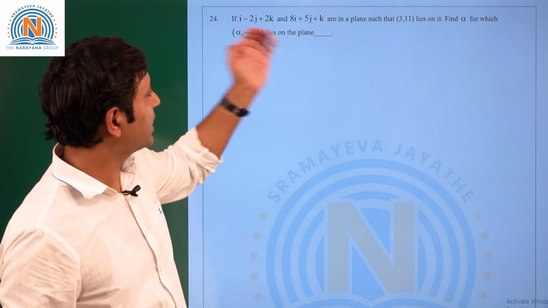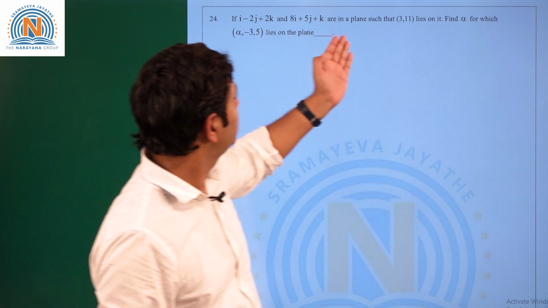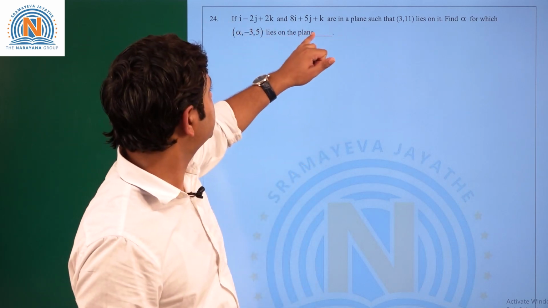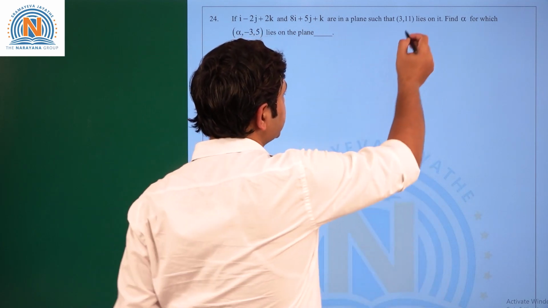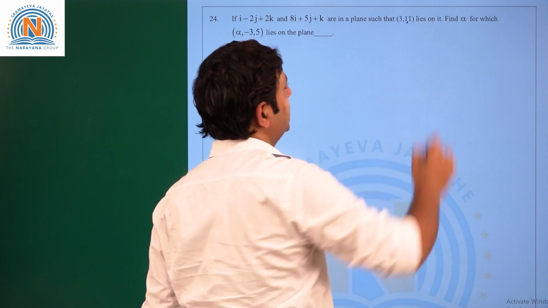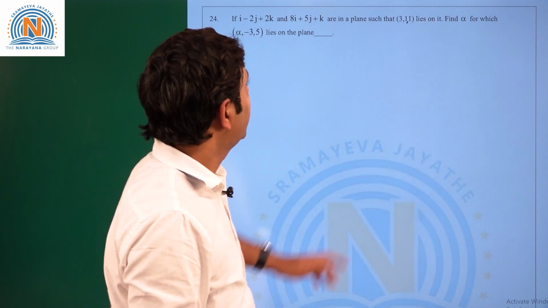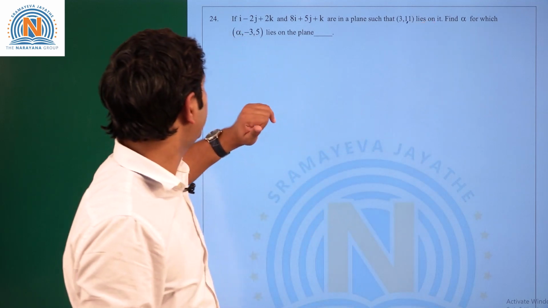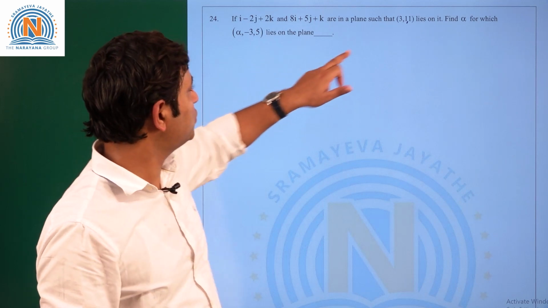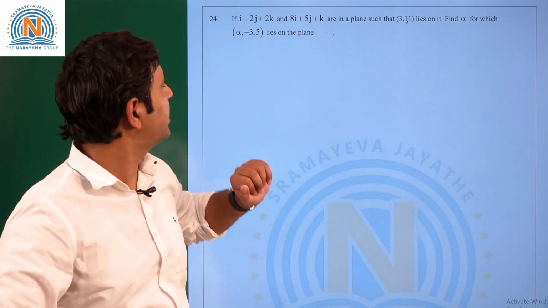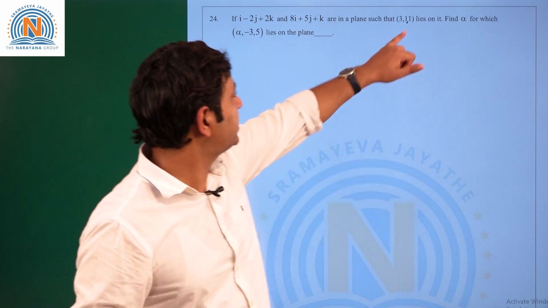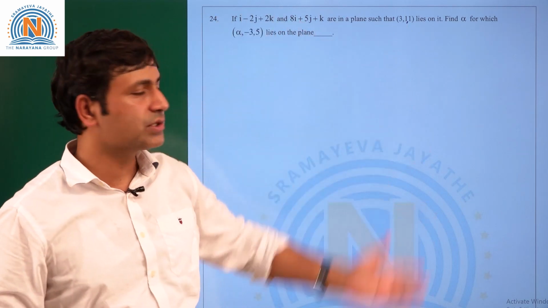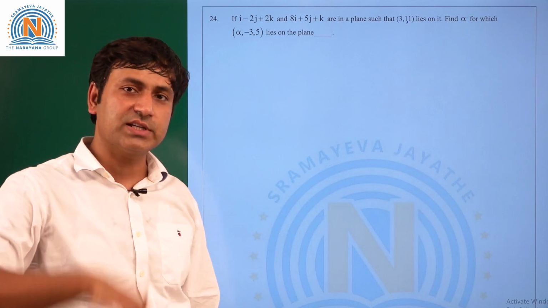Next, we have these two vectors, and the vectors are in a plane. This point must be 3, 1, 1 because it's a point, and we have to find alpha such that these 2 points also lie in that plane which contains these two vectors already, which means if we join these 2 points, that vector must also lie in the plane. So we have 3 vectors in a plane.